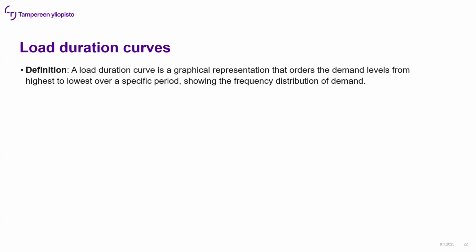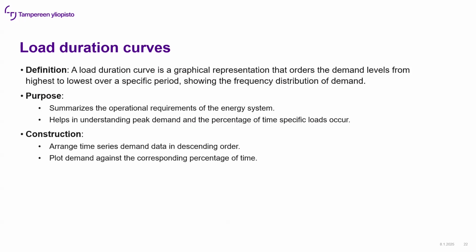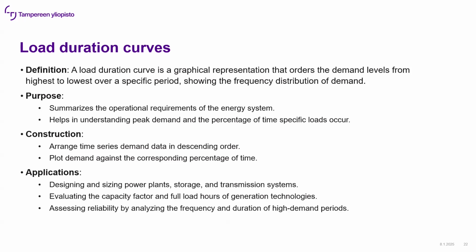So, load duration curve. A load duration curve is a graphical representation that orders the demand levels from highest to lowest in a specific period. You have to have a specific period, and then you just say there's the largest, the second largest, and so forth. So it's the frequency distribution of demand. It summarizes the operational requirements for the energy system. What is the maximum, what is the minimum, and what is in between? So how much do you need? Base load, intermediate load, and peak load. It helps in understanding those. So arrange time series demand in descending order, and plot against time.